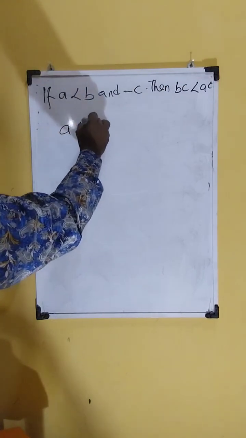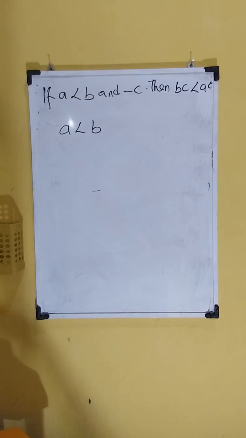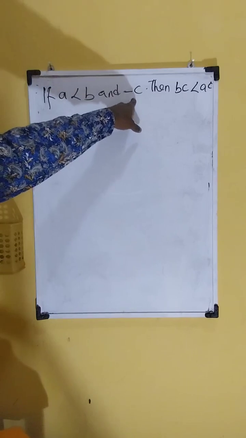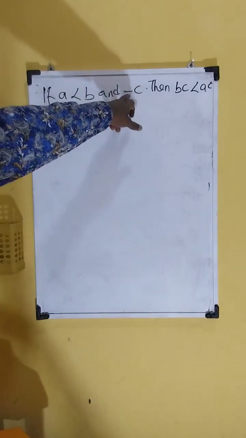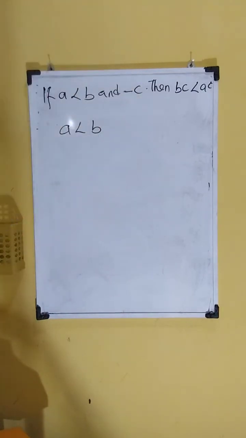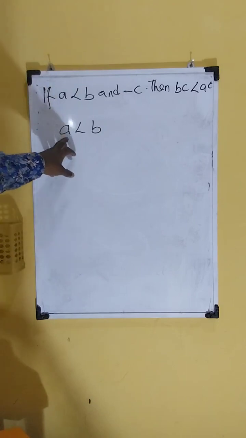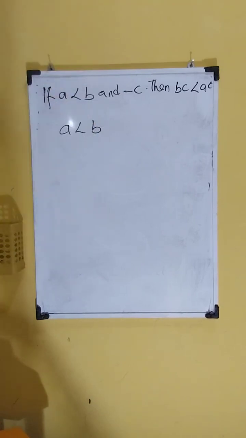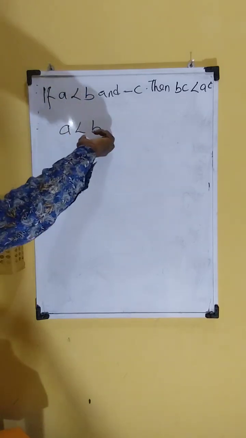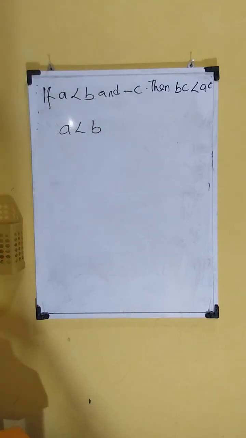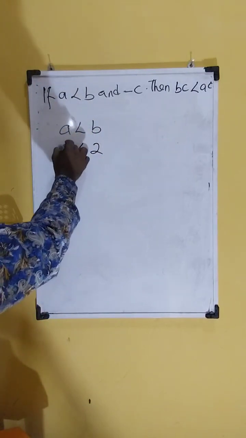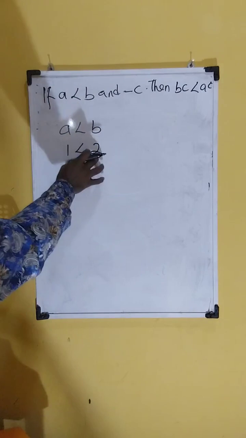A, B. But the first thing in this particular question, you should consider this. This is a negative. They are telling you that this is a negative integer. The value here is negative, so you must put it into consideration. So first of all, A is less than B. So let us assume that B is 2, and A is 1. 1 is less than 2.